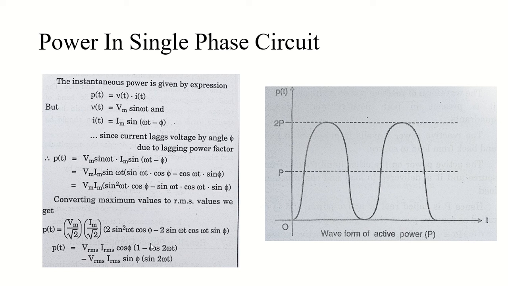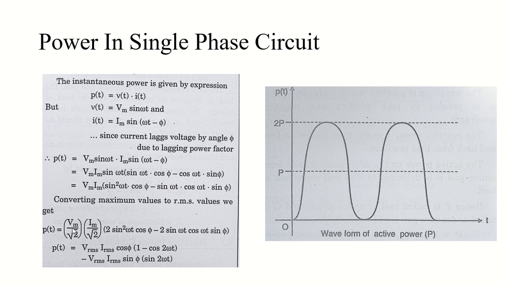And about this 2 sine omega t into cos omega t, we are writing it as sine 2 omega t, which is nothing but the formula of sine 2 theta. Sine 2 theta is equal to 2 sine theta into cos theta. Sine 2 theta is always equal to 2 sine theta into cos theta. So we are writing it here, and except for that the remaining things are as they are. Sine phi comes here as it is.